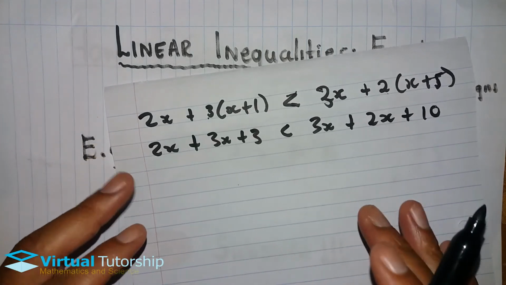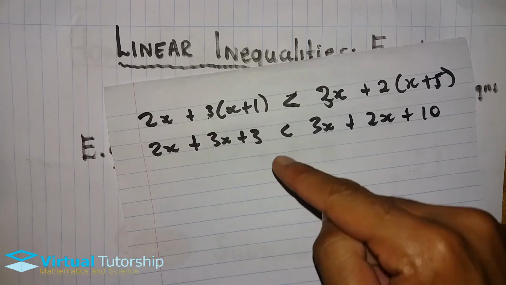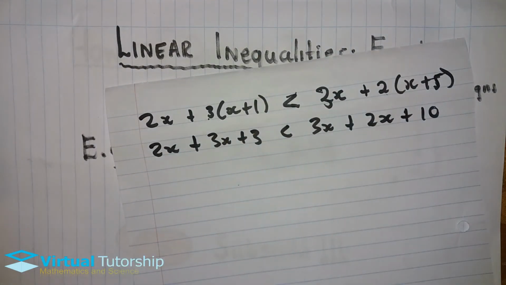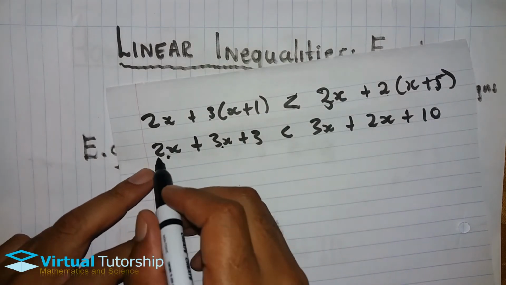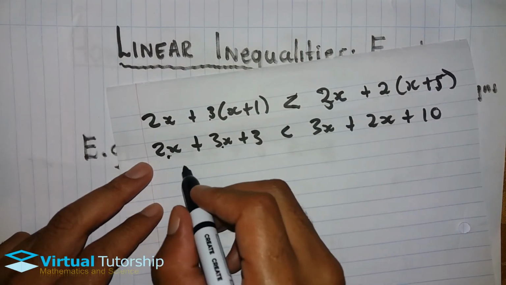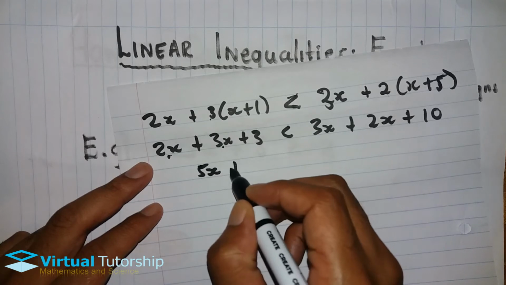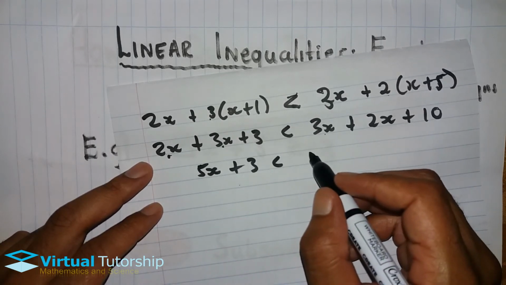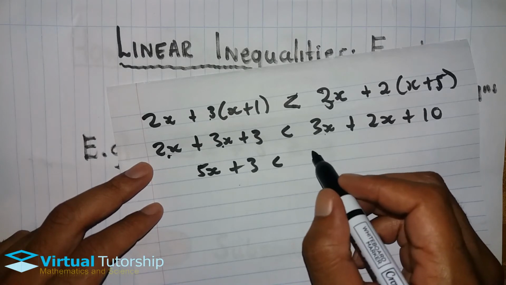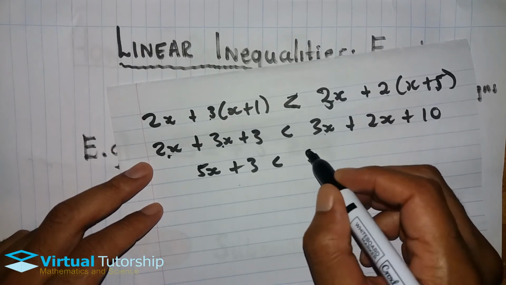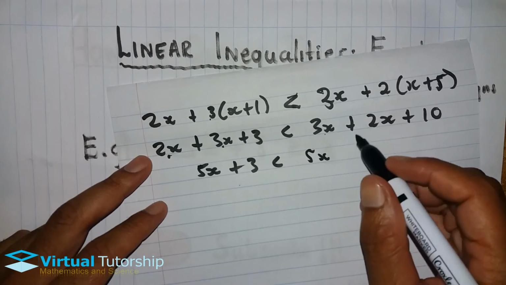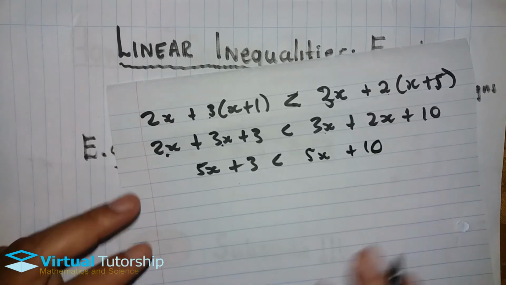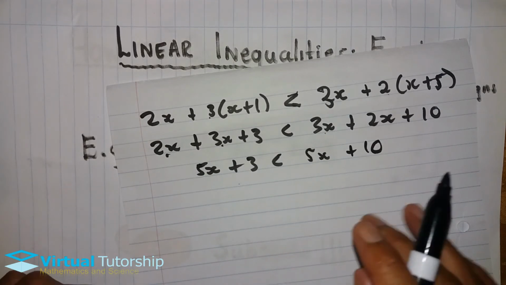So on the left hand side I have like terms, and then on the right hand side I have like terms too. So add that, it's going to be 2x plus 3x, it's 5x plus 3 less than 3x plus 2x is 5x, it's going to be 5x plus 10. Okay.